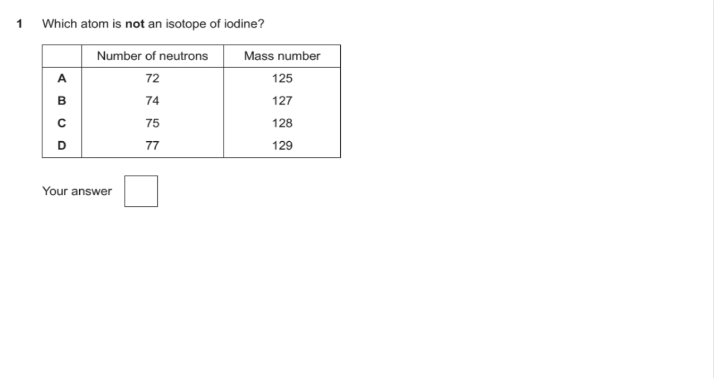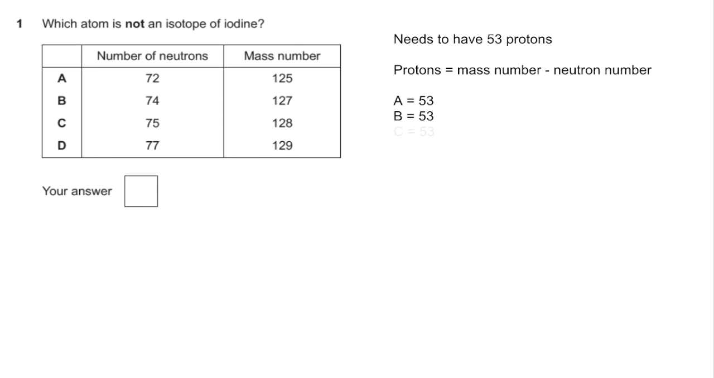So obviously for it to be an isotope of iodine it's got to have 53 protons. The first thing we need to do is work out the number of protons, so mass number minus neutron number, and we get 53 for A, 53 for B, 53 for C. So they're all isotopes of iodine. D is 52, so the answer was D, that's not the isotope. Number 2.